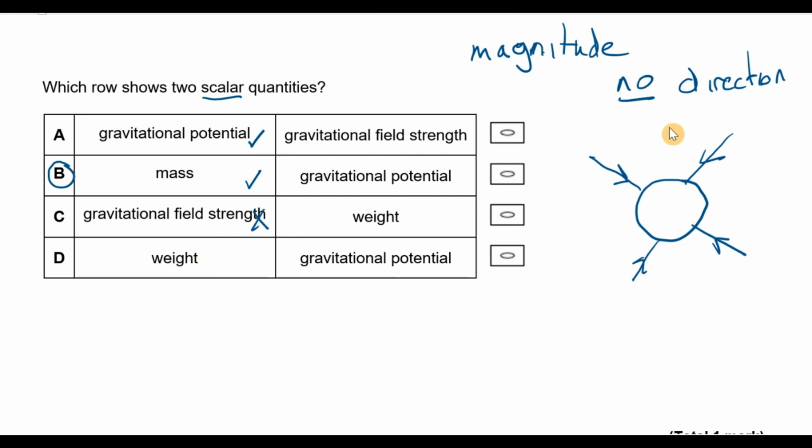Weight, well, yeah, weight is a vector quantity. Weight is the force that pulls you towards the centre of the planet. So that too is a vector quantity. So what else have we got?